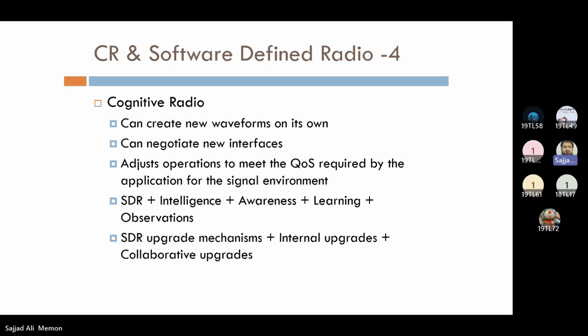So software defined technology with the radio becomes software defined radio. And other things come from the machine learning. Machines are intelligent, they learn, they are aware, and then become intelligent based on their observations. So SDR upgrade mechanisms plus internal upgrades plus collaborative upgrades. So if you want the update, it can be upgraded.